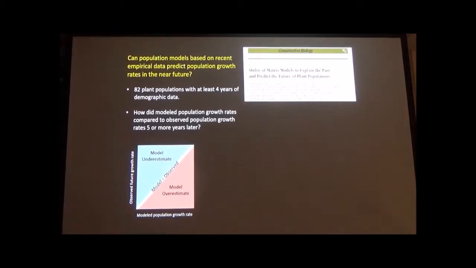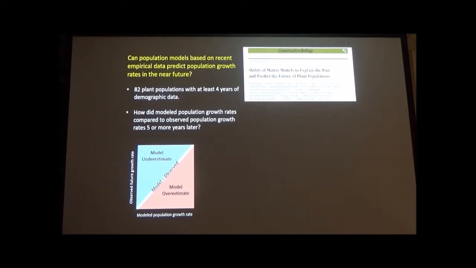But Elizabeth Crone, who's now here at Tufts, and a whole bunch of other collaborators published a paper explicitly trying to test this, like how good are our models at projecting forward? And so they asked the question, can population models based on recent empirical data actually predict growth rates in the future? So they pulled together 82 different populations in different studies that were sampled quite well with at least 4 years of demographic data. And then they compared the model population growth rates and looked to see how they matched up to observed population growth rates at least 5 years later. So these are studies where they were able to find data that were used to model, and then people who had come back at least 5 years later to see what the population growth rates were in the future.